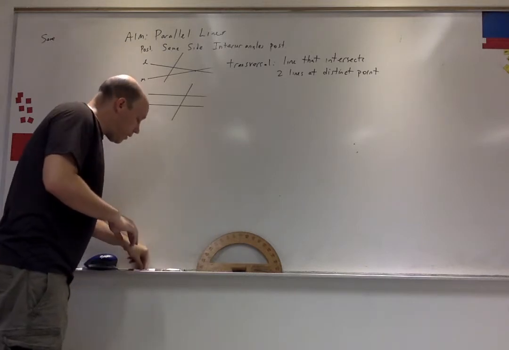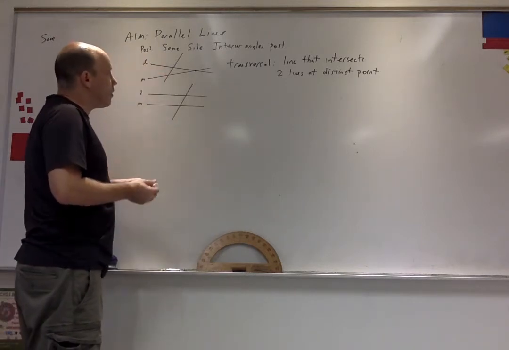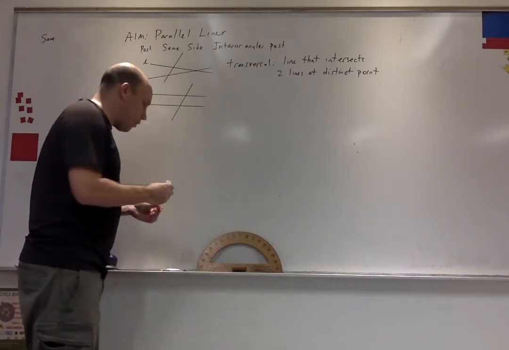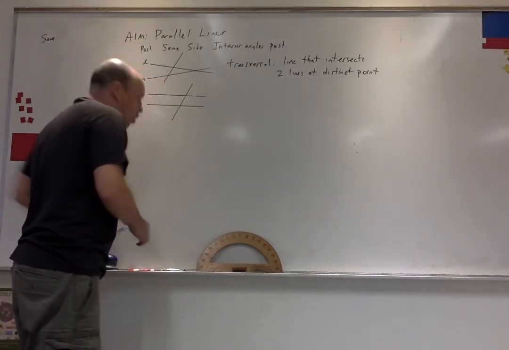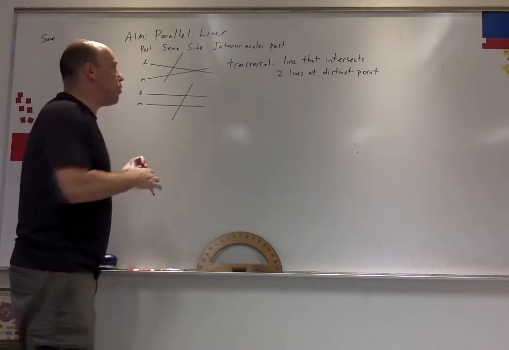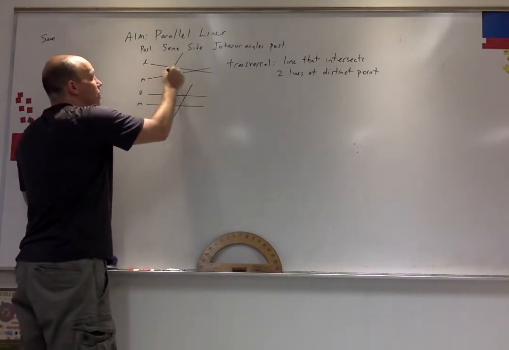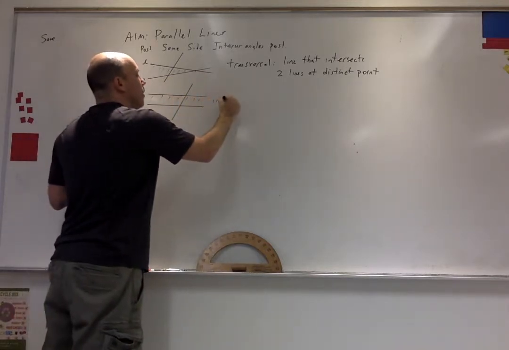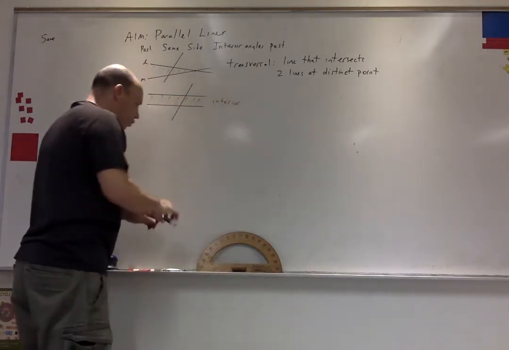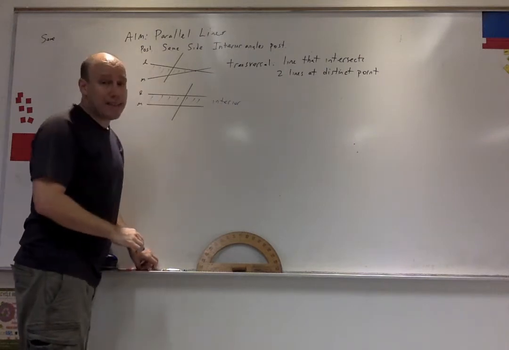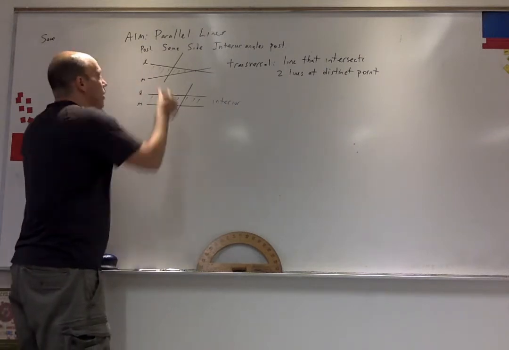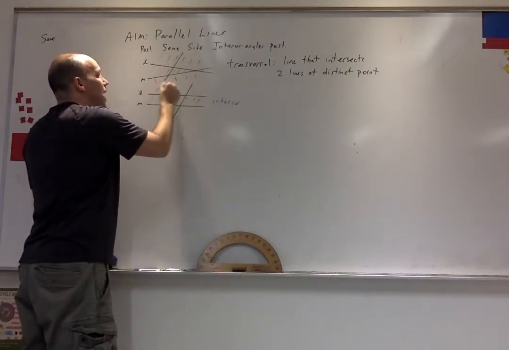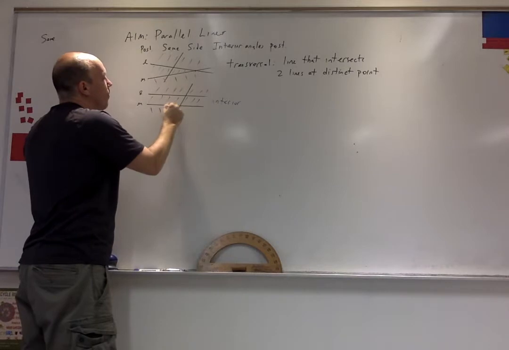So what we've done is we've created something called an interior region and an exterior region. The region between the two lines is known as the interior. Here's the interior, here's the interior. The region outside the lines is known as the exterior region. Here's the exterior, and here's the exterior for the second diagram.